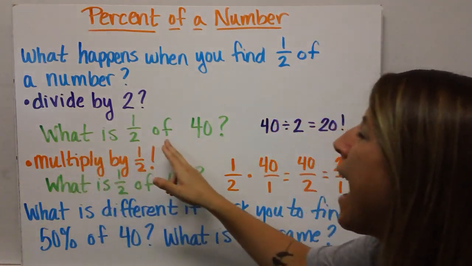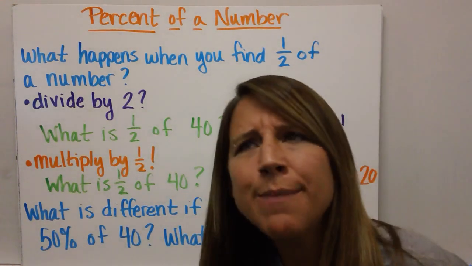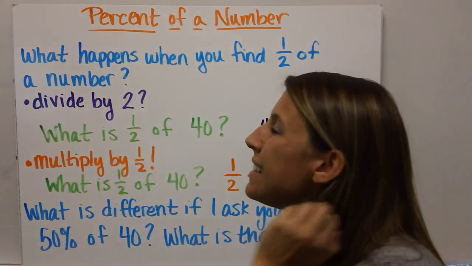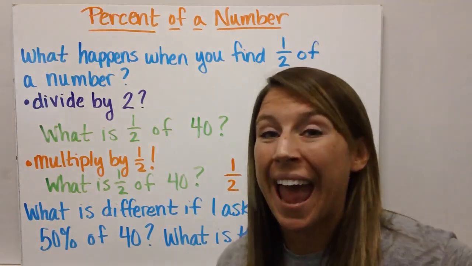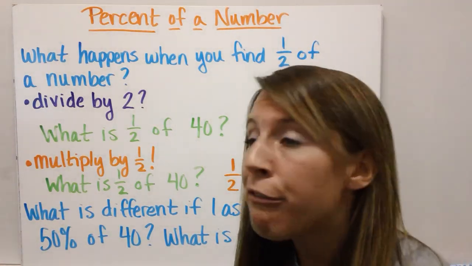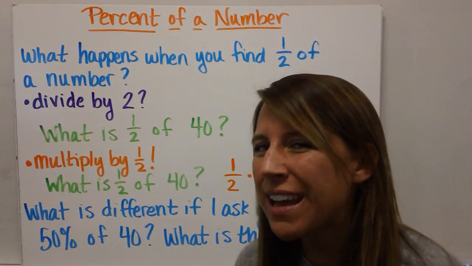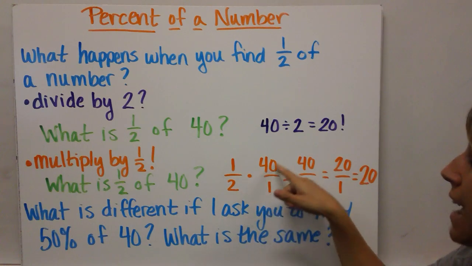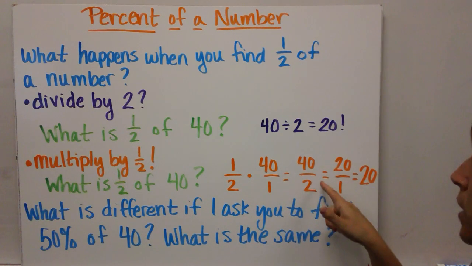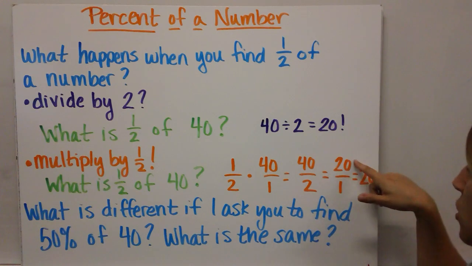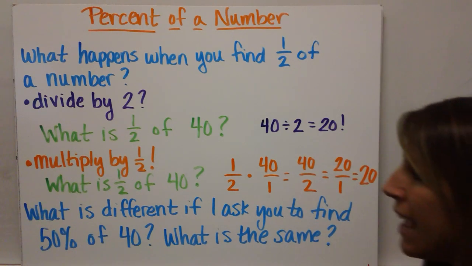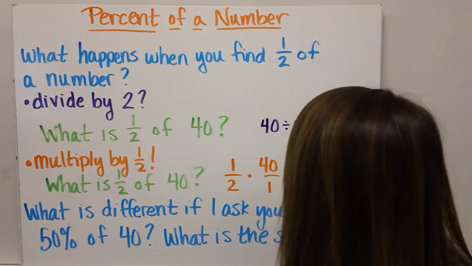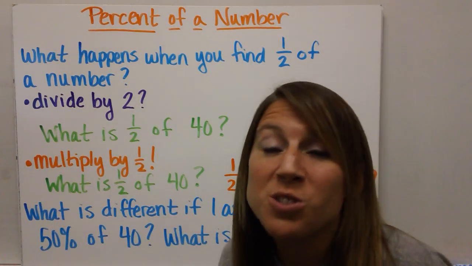So if I asked you, what is 1/2 of 40? You would say 20, because 40 divided by 2 is 20. And that's true. Isn't it also true though, because I said what is 1/2 of, that you can use 1/2 and say, if I multiply by 1/2, I get the same answer. What is 1/2 of 40? Well, 1/2 times 40 equals 40 halves, which simplifies to 20 over 1, which is 20. Multiplying by that 1/2, that part of a whole, gets me the same solution as dividing by 2. That's why multiplying by fractions works, basically.